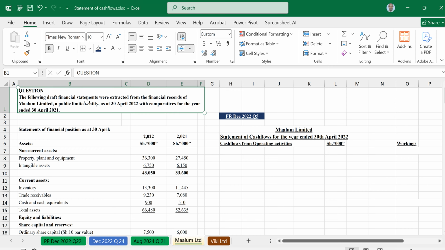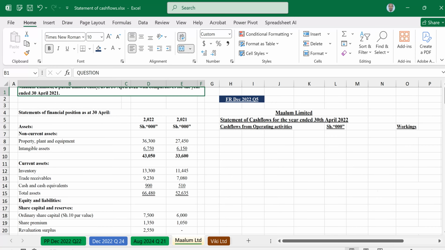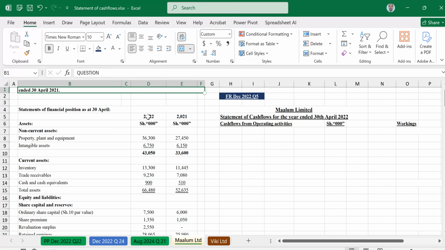The question reads: the following draft financial statements were extracted from the financial records of Maalum Limited, a public entity, as at 30th April 2022 with comparatives for the year ended 30th April 2021. We start with the statement of financial position for the two periods.